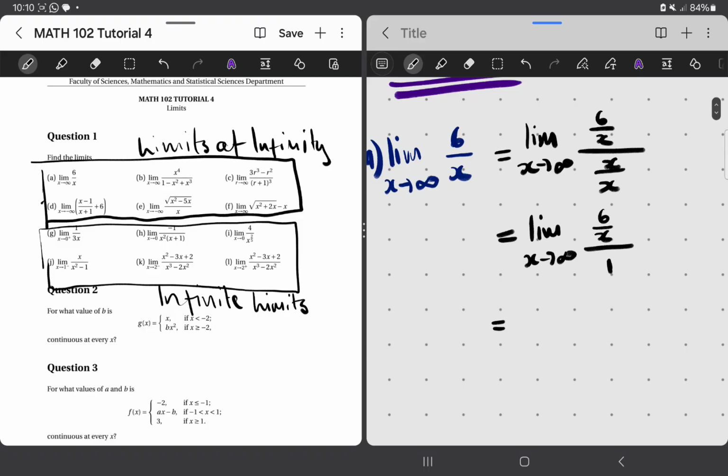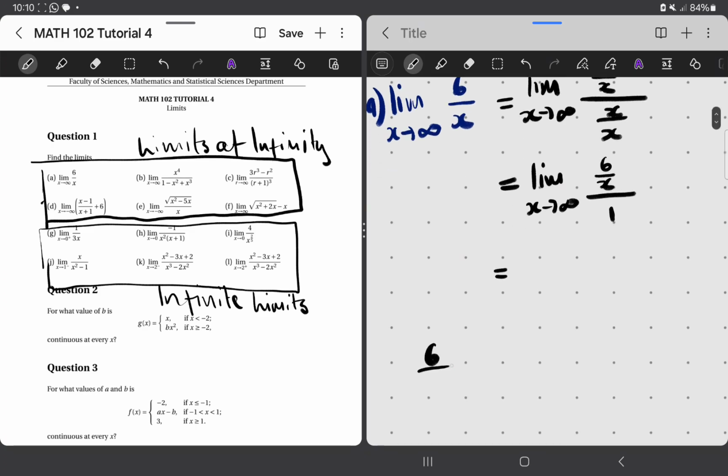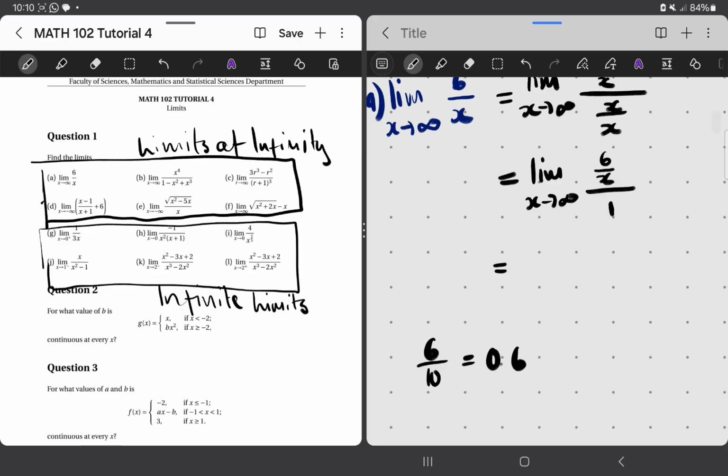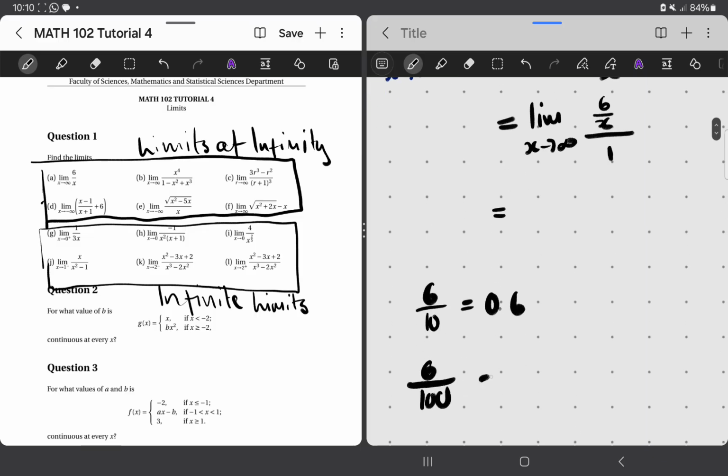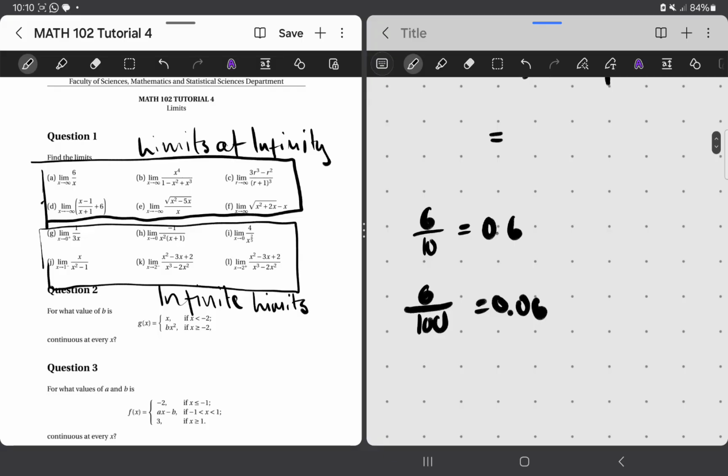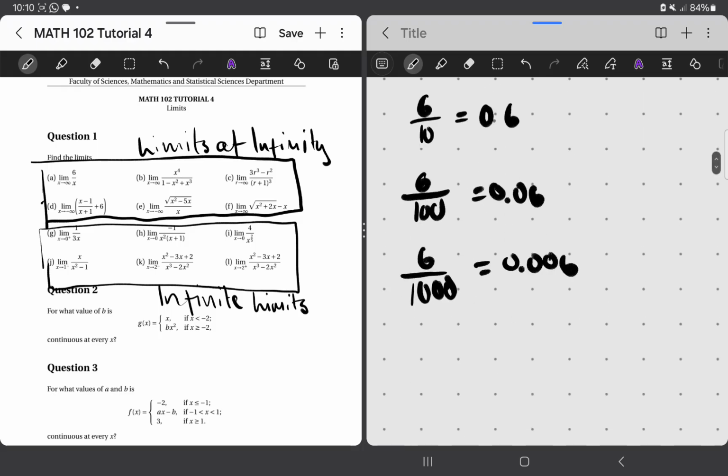And now we evaluate it when it's like this, okay? What is the limit as x goes to infinity of 6 over x? It's like we are saying, what is 6 divided by a very, very big number? Let's say 6 divided by 10 is what? It's 0.6. What about 6 divided by 100? It's going to be 0.06. What about 6 divided by 1000? It's going to be 0.006. What about 6 divided by 10,000? This is going to be 0.0006.